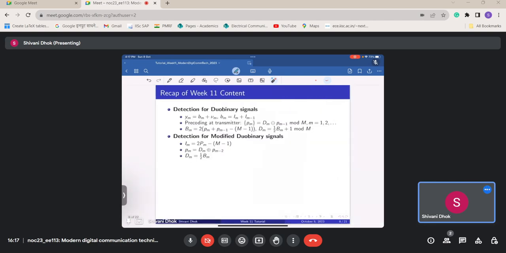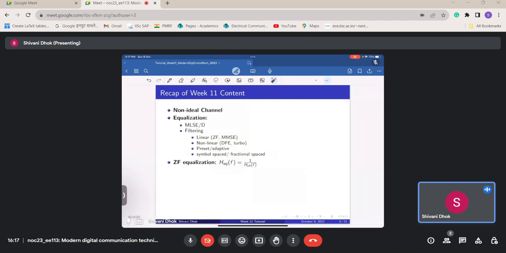After that, we looked at the detection of duobinary signals. I won't spend time on the detection of duobinary and modified duobinary signals right now. We'll take an example while we are solving questions, and that will actually help you understand better what exactly is happening. So I'll skip this part right now and put more emphasis on this when we are looking at the question that corresponds to this.